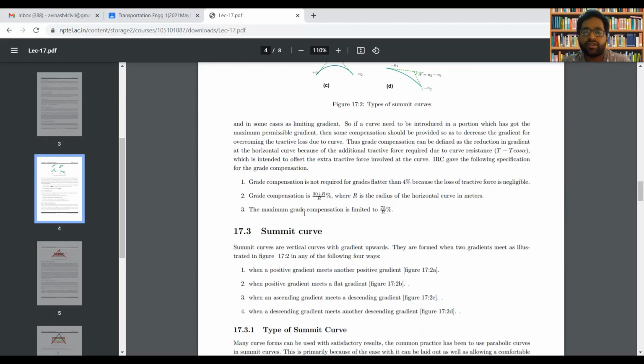Otherwise, the grade compensation is (30 + R) divided by R. If there is no grade compensation provided, then the slope is flatter than 4%, but you have to provide a grade compensation. So grade compensation will be provided using the expression (30 + R)/R, where R is the radius of the horizontal curve. The maximum grade compensation is limited to 75/R. This is how you will be providing grade compensation.